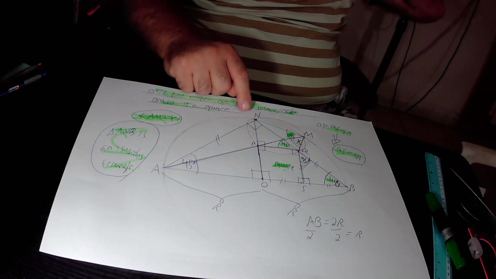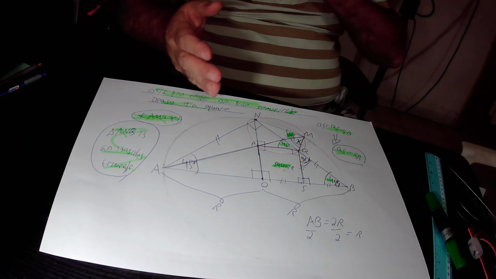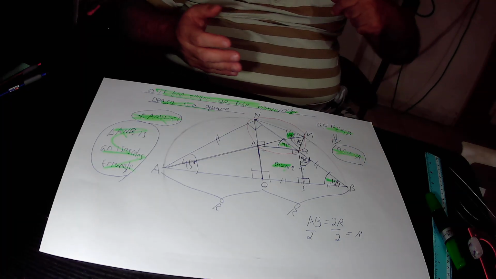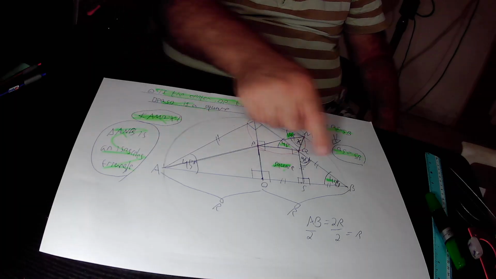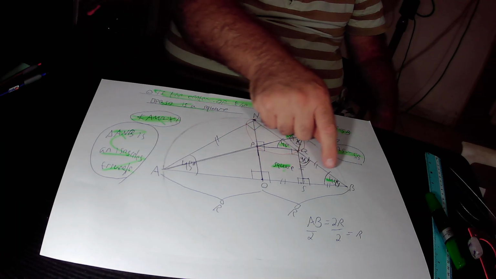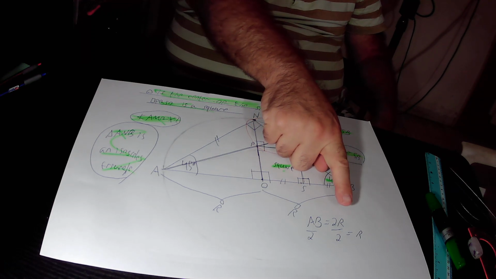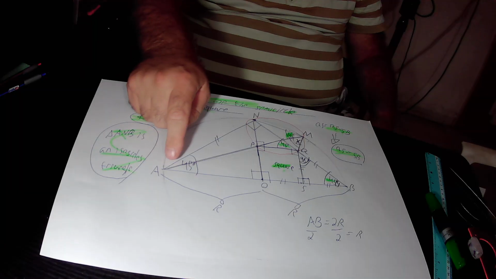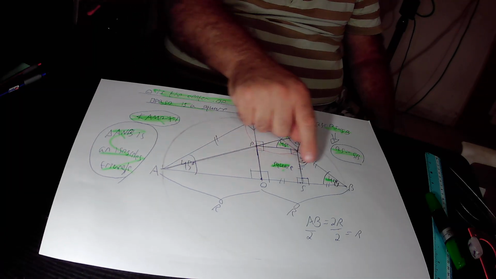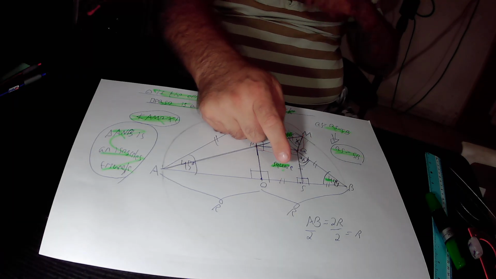And if the perpendicular from point N to the base AB bisects the base AB, it means that it divides it into two halves. Each half must be equal to AB over 2. The first half is AB over 2, and the second half is also AB over 2. But AB over 2 is 2R over 2, that is R. So the first half, AO, is R, that is the radius of the semicircle, and the second half, OB, is also R, that is the radius of this semicircle.